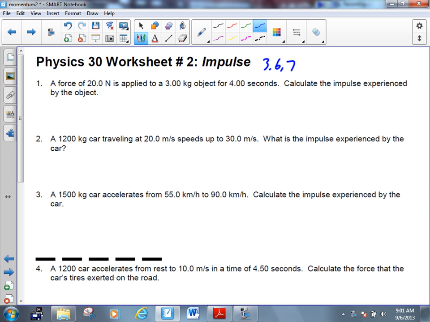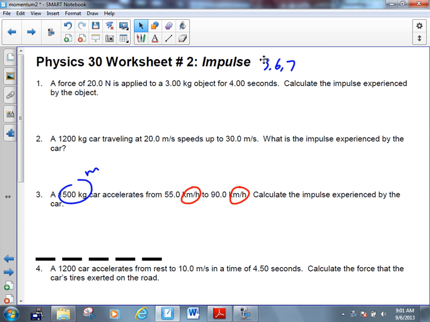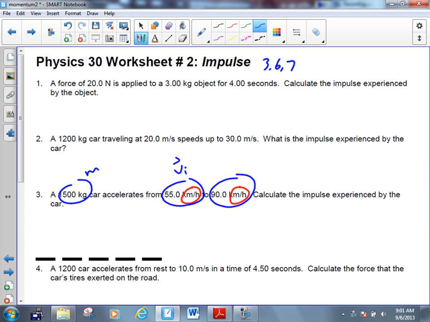It says a 1,500 kilogram car. That's our mass. We identify that right away. Accelerates from 55 kilometers per hour to 90 kilometers per hour. This is a big one right here, right? We want to identify those non-standard units, those units that we know we're going to have to convert. Let's identify this as a given as well. This is going to be VI, the initial velocity, VF, the final velocity, knowing, of course, that we're going to have to convert them. Looking for impulse.